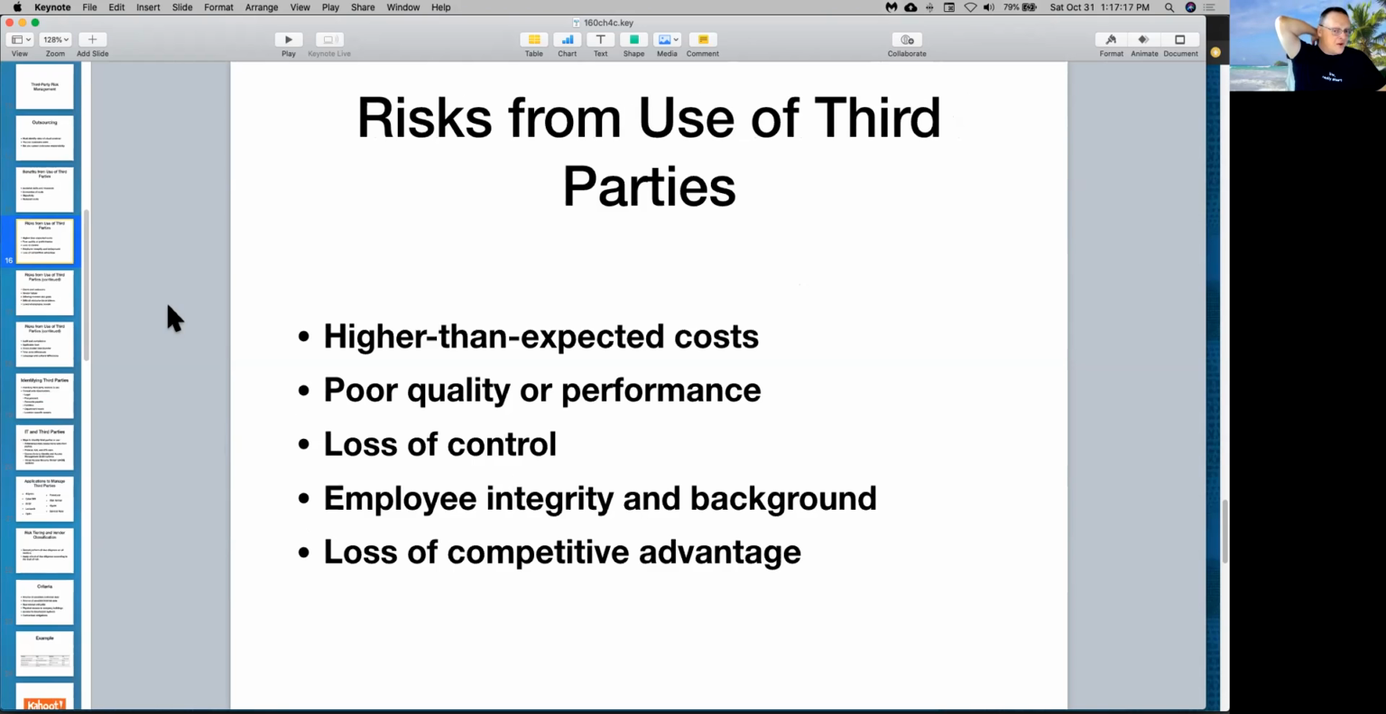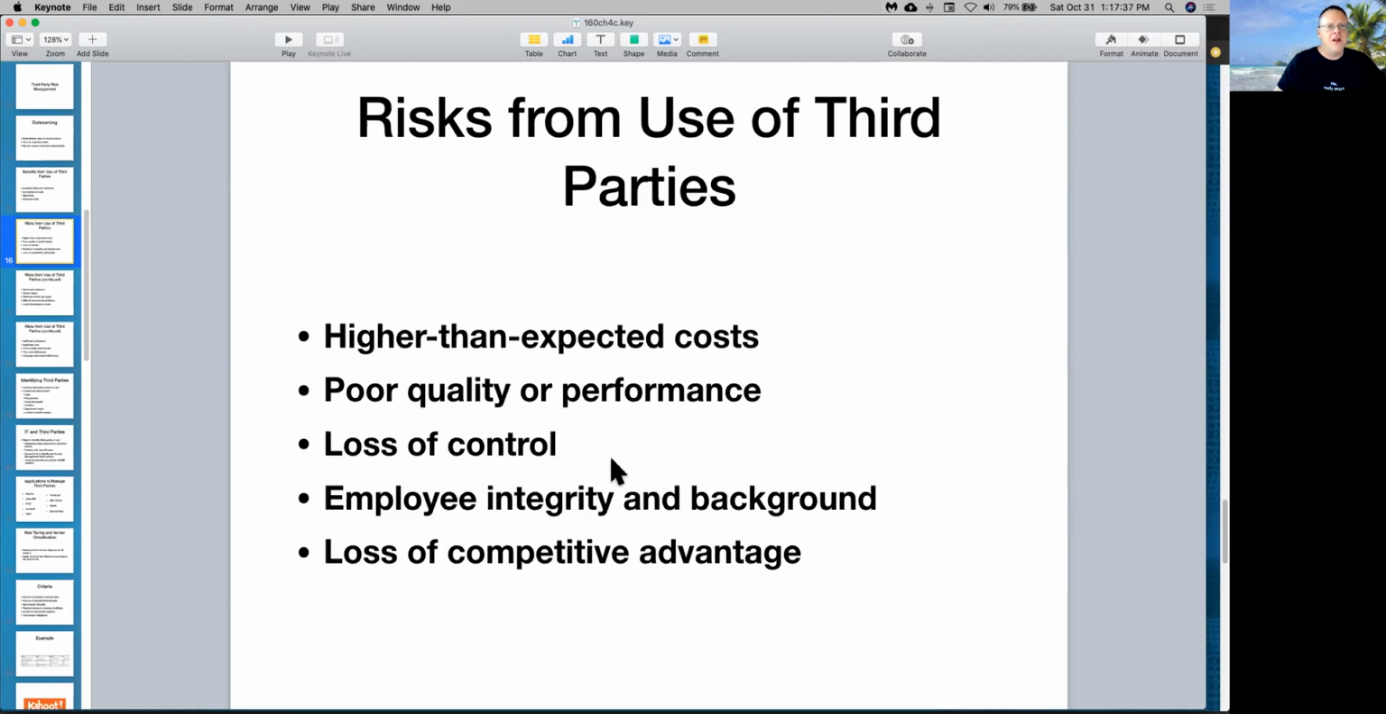But there's a lot of risks when you go to third parties. It often ends up costing more than you think. Like, you have to keep making trips out there to solve problems. There's often poor quality because of the loss of control, especially if you offshore. You are hiring people you don't really understand very well. There's nobody there to manage them. You don't really know what they're doing.